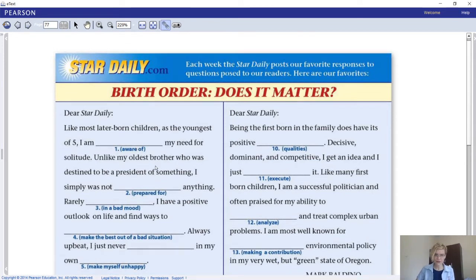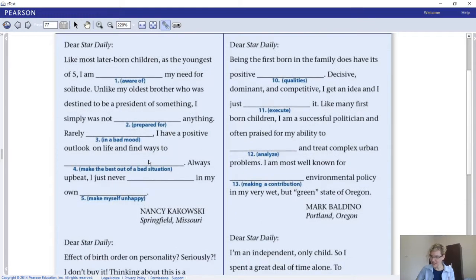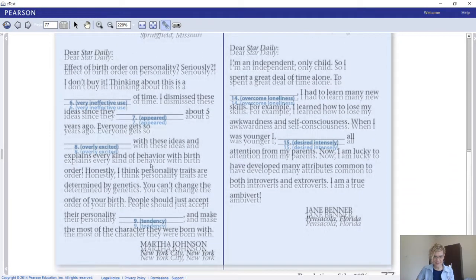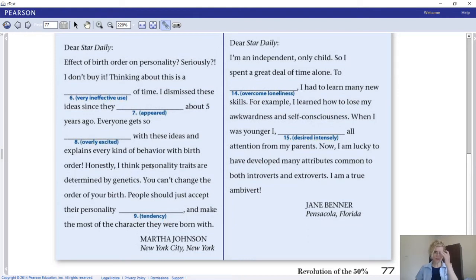And I'd like you to do that from number 1 until number 15. You're going to take some time to do this. Be precise, work with it. If you're confused, you can look it up. Pause your video to complete this activity. Go ahead.